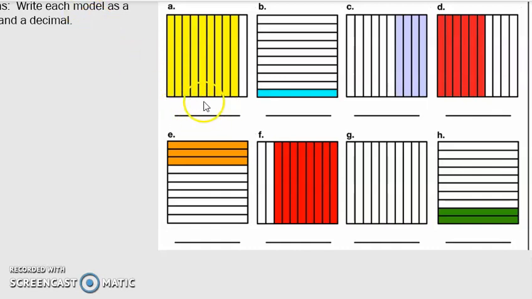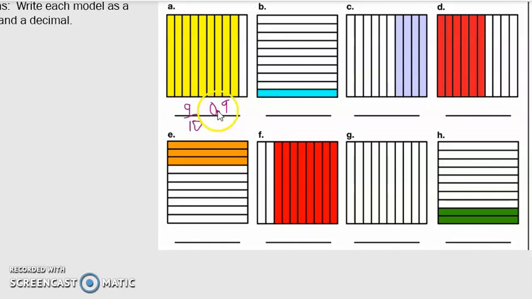So what you're going to do is you're going to look, and you have tenths. 1, 2, 3, 4, 5, 6, 7, 8, 9. 9 tenths, and you're writing that on your paper so that when we meet as a class, you're ready to go over that. Then you're writing it as a decimal.